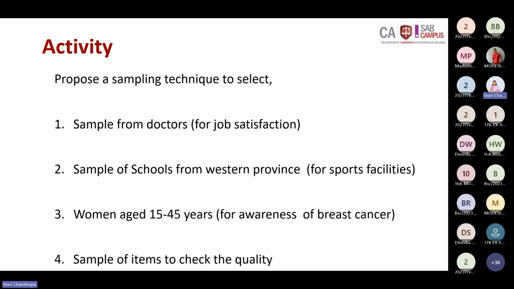First one, sample from the doctors. The second one, we are going to collect the data from the schools from the Western province. Third one, women aged between 15 to 45 years, right? The last one, to check the quality of some items. Which is the most relevant sampling technique for these four scenarios? Identify.